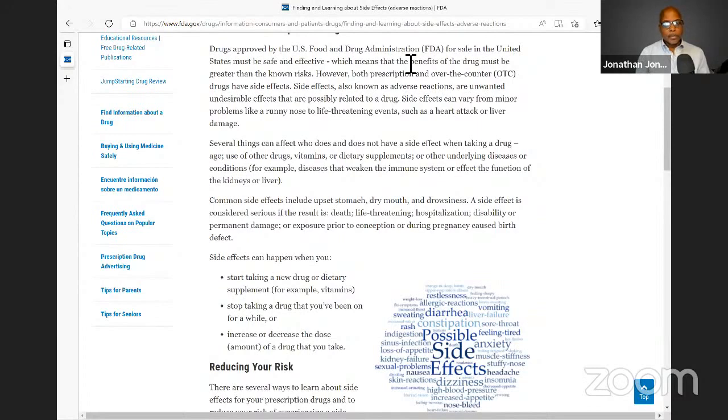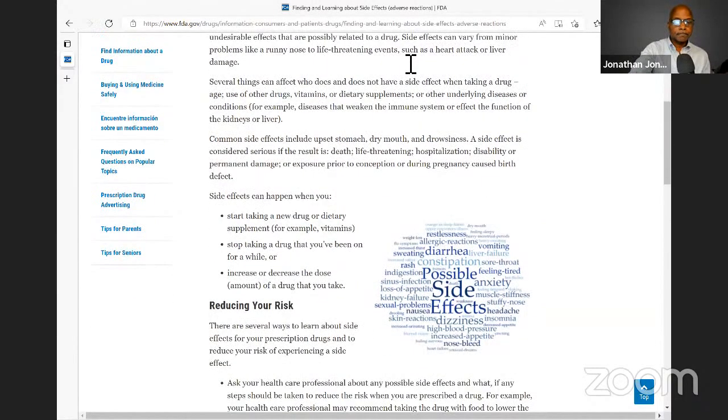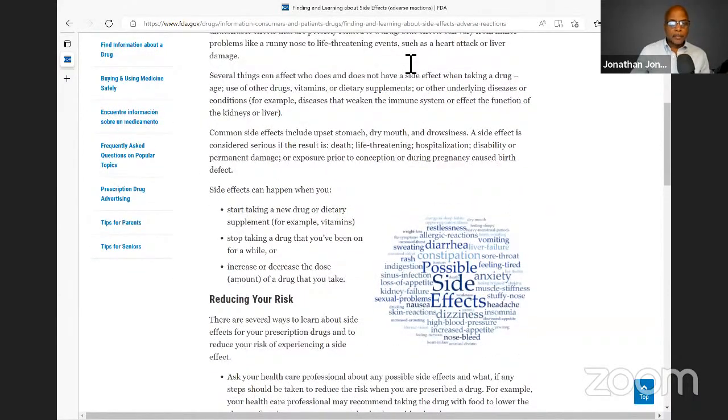Then they go on to mention what some common side effects may be. On the list of common side effects are things, again, as harmless as upset stomach, dry mouth, drowsiness. But then they go on to specify a side effect is considered serious if the result is, first thing listed, death. I would agree with that. I would say that's pretty serious. If the side effect is death, I'd say that would be serious.